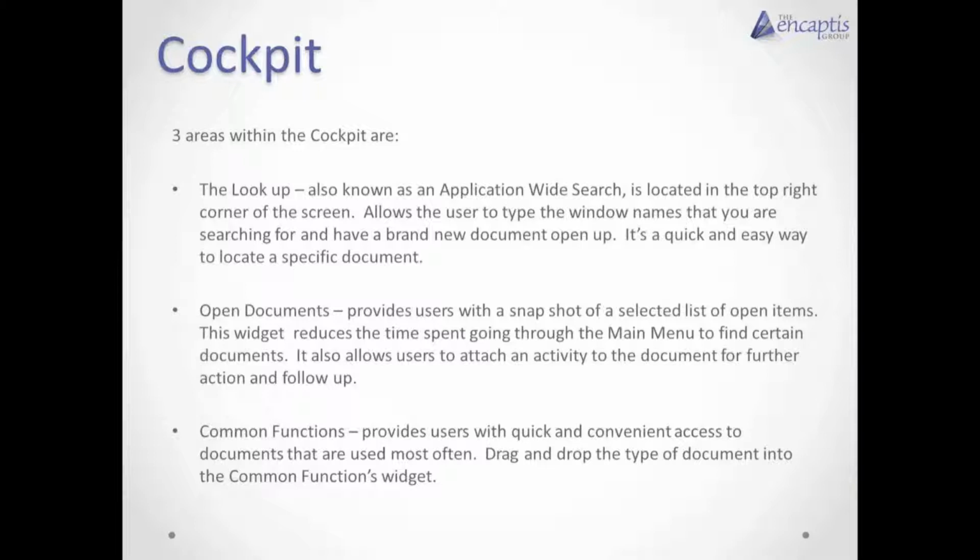The next one is open documents, and this really provides a snapshot of all the list of open items that your business has. So again, it reduces the time having to go through the main menu to find documents. And this, again, is based on personal preference. If there are certain documents that you go to all the time, you're able to have them within one click. And then you're able to attach an activity to any document for action and follow-up.